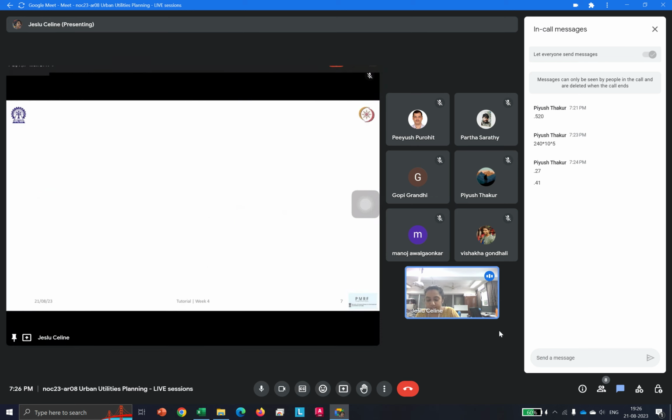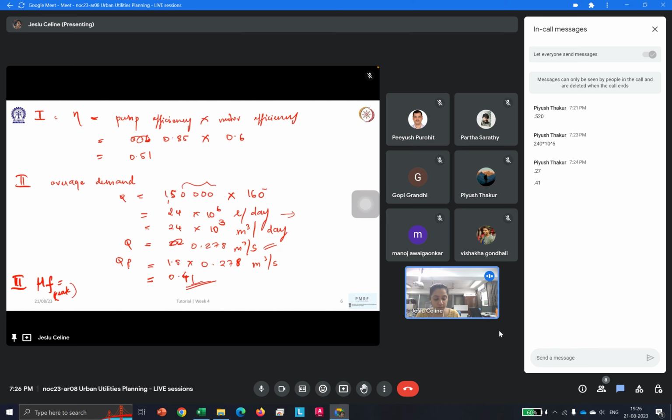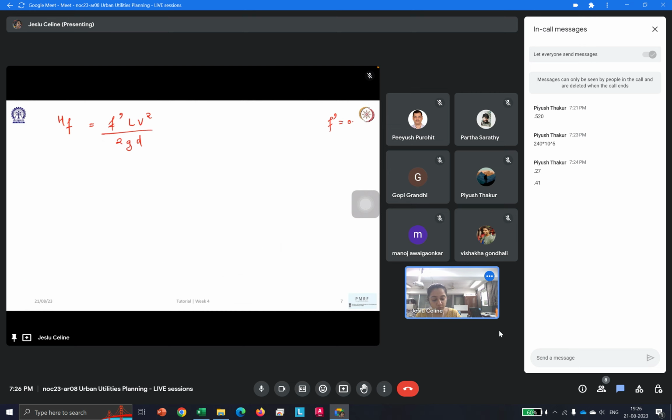So now, in order to find HF, the formula goes as HF is equal to F dash into L into V square divided by 2GH. F dash is Darcy's coefficient, which we discussed before and wrote over here: 4 times F, which is 4 into 0.01. So that is our F dash.